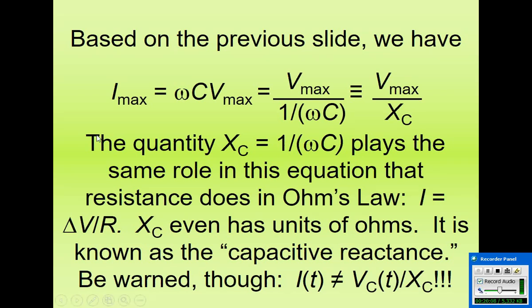X subscript C has units of ohms, but it is not resistance. It is not technically a resistance. It is called the capacitive reactance. And bear in mind, this only allows us to predict the maximum current compared to the maximum voltage. It does not apply at every instant in time. It only says I can predict the amplitude of the current based on the amplitude of the voltage, and that's that.